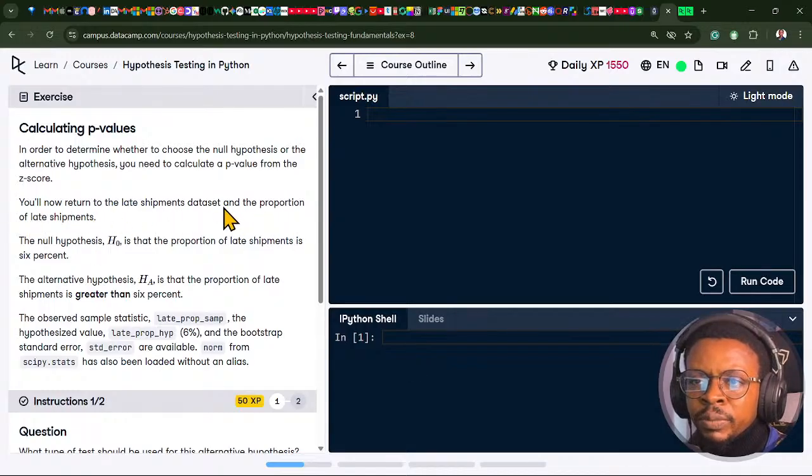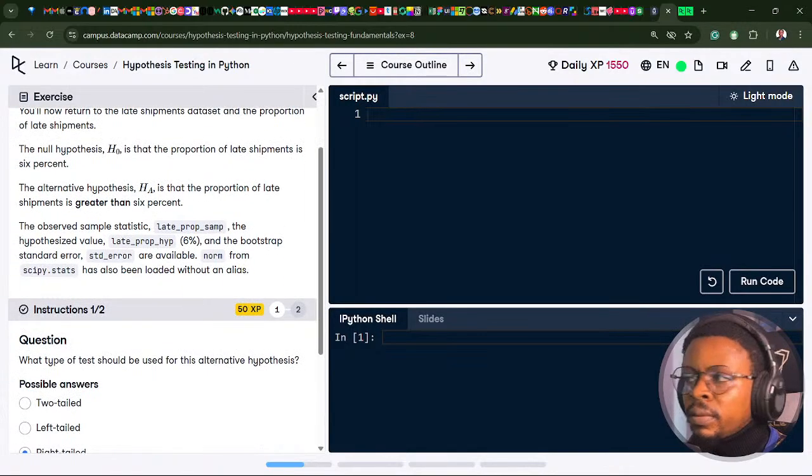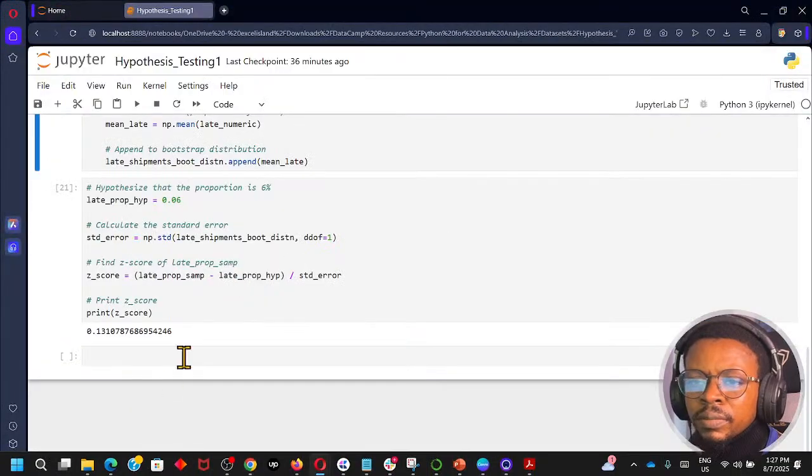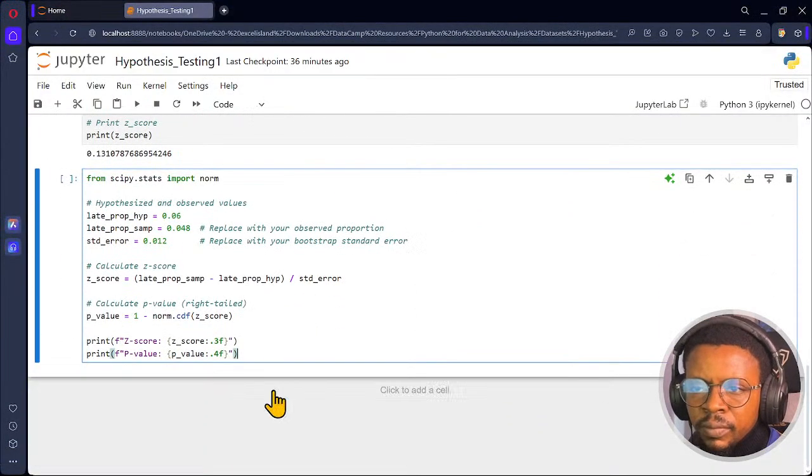we will now return to the late shipment dataset and the proportion of late shipments. The alternative hypothesis is that the proportion of late shipments is greater than 6%. Okay. Now let's do that in Python. Let's see. Let's do this in here and see.